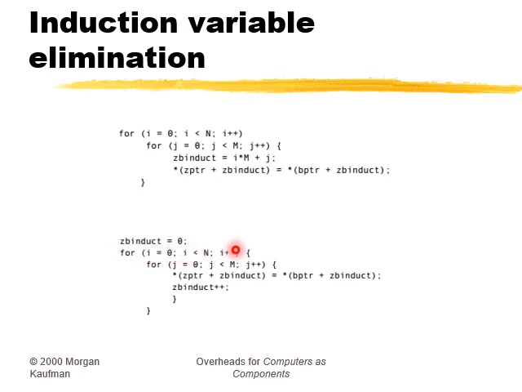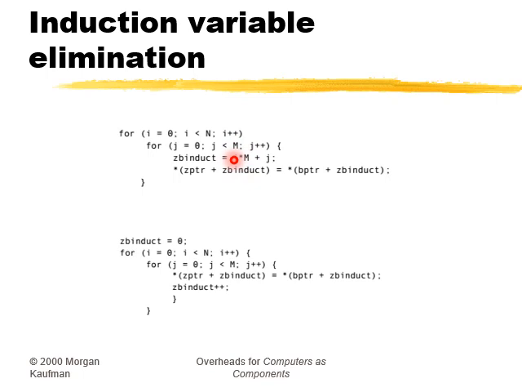Then we have the first loop, nested loop, same thing: a pointer pointing towards the head of the z array, a pointer pointing towards the head of the b array, and then we are adding the induction variable, and after each loop we are incrementing the induction variable. This is a form of strength reduction since we have eliminated multiple multiplications.